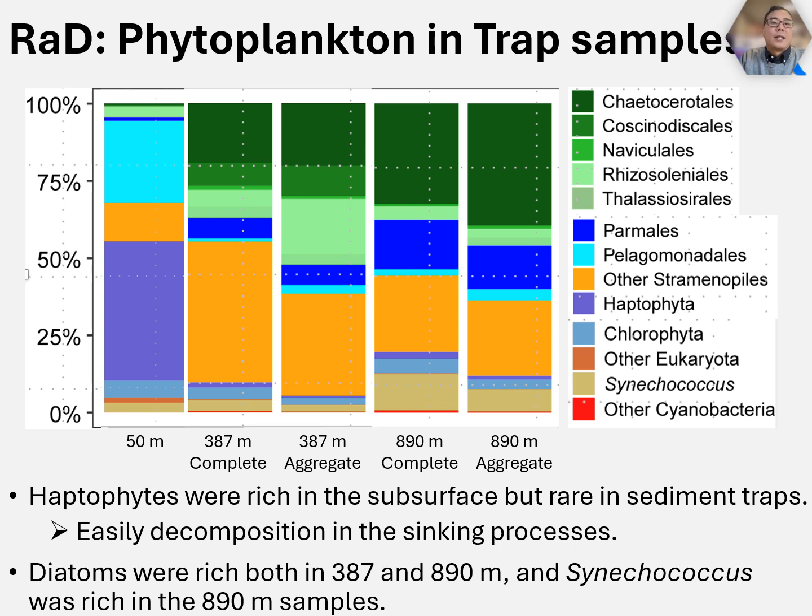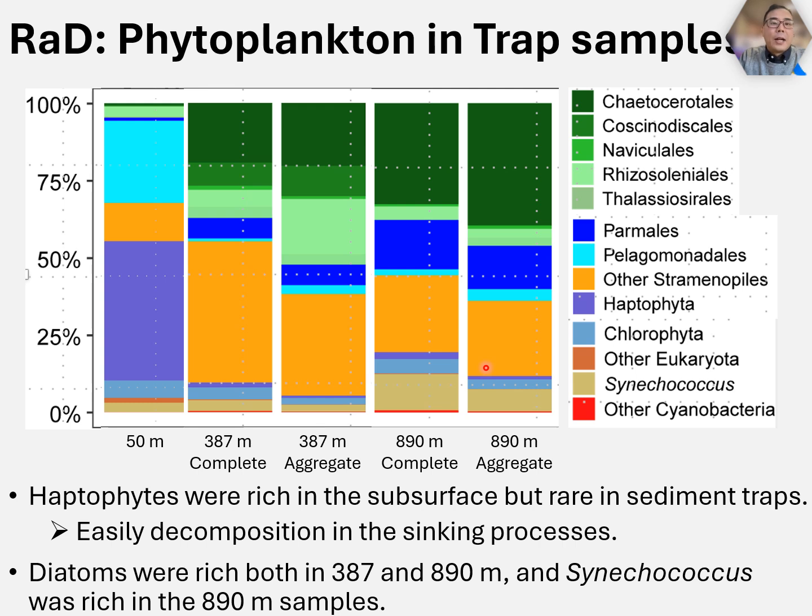The second characteristic concerns the green or orange groups. These belong to diatoms. The diatom contribution is low at 50 meter depth, but high in the sediment trap samples. Compared among the sediment trap samples, the diatom contribution was higher in the aggregates than in the complete samples, and higher at 400 meter depth than at 900 meter depth.